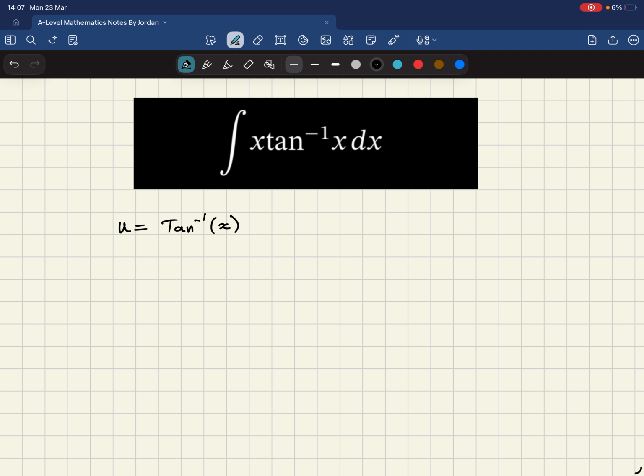And then v dash will be the x. So v dash will be the x. Integrating that gives you x squared over 2. And if you differentiate the inverse tan of x, it will actually give you 1 over 1 plus x squared. If you're unsure of where that's come from, it comes from performing implicit differentiation.